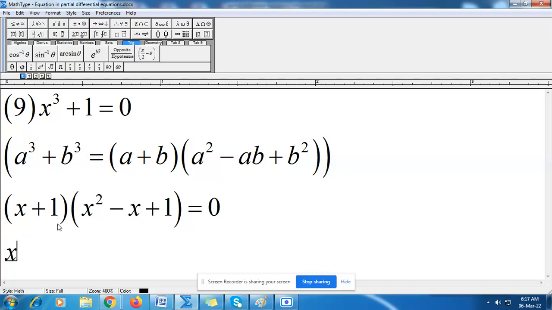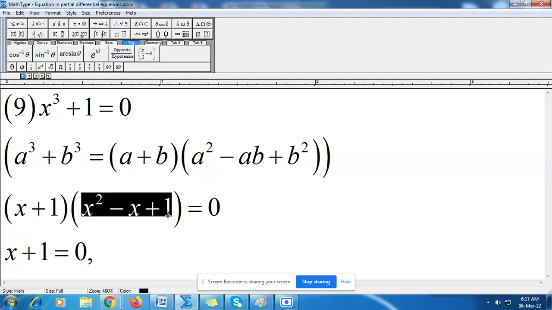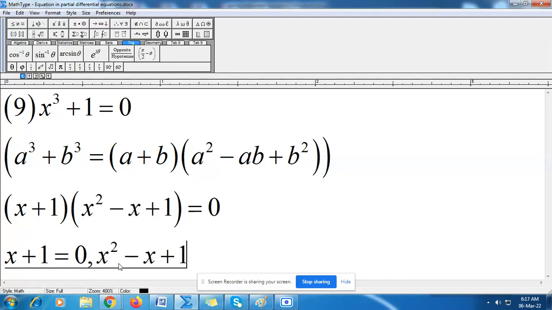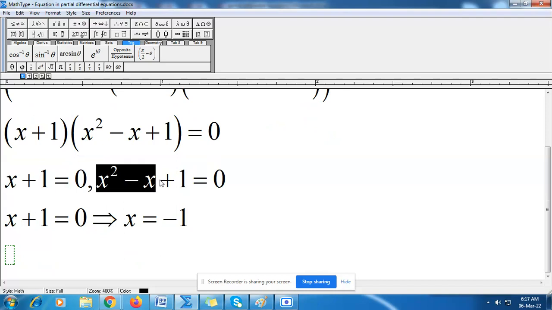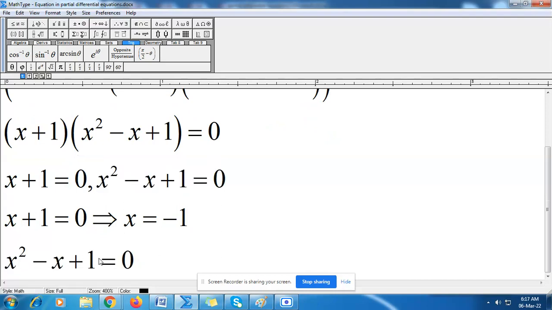So x plus 1 equal to 0 or x square minus x plus 1 is equal to 0. So x plus 1 equal to 0 implies x equal to minus 1. And again solve this quadratic equation.